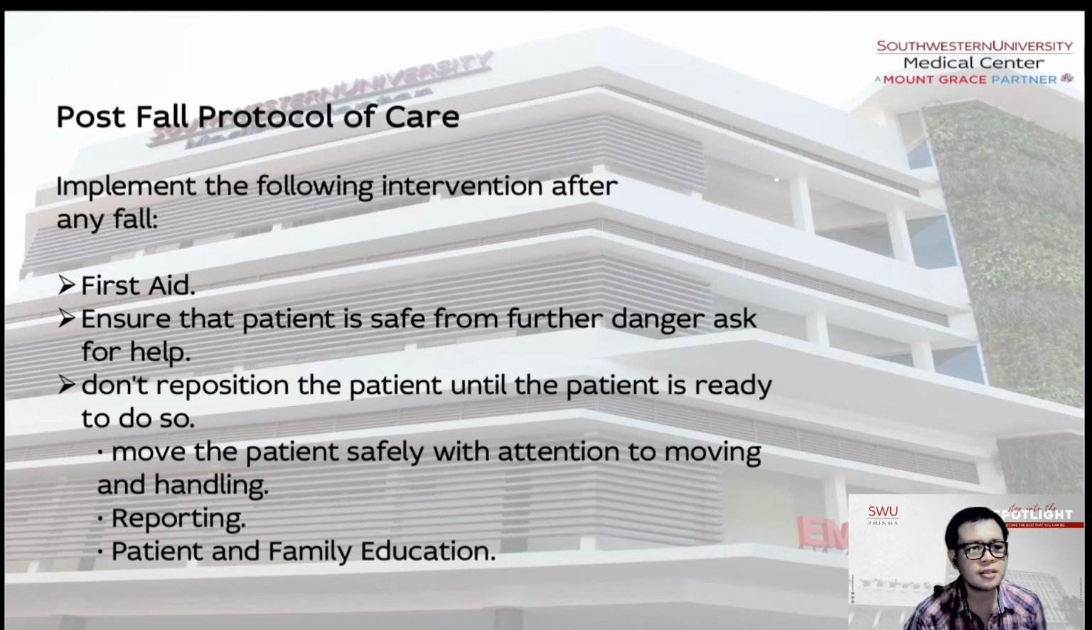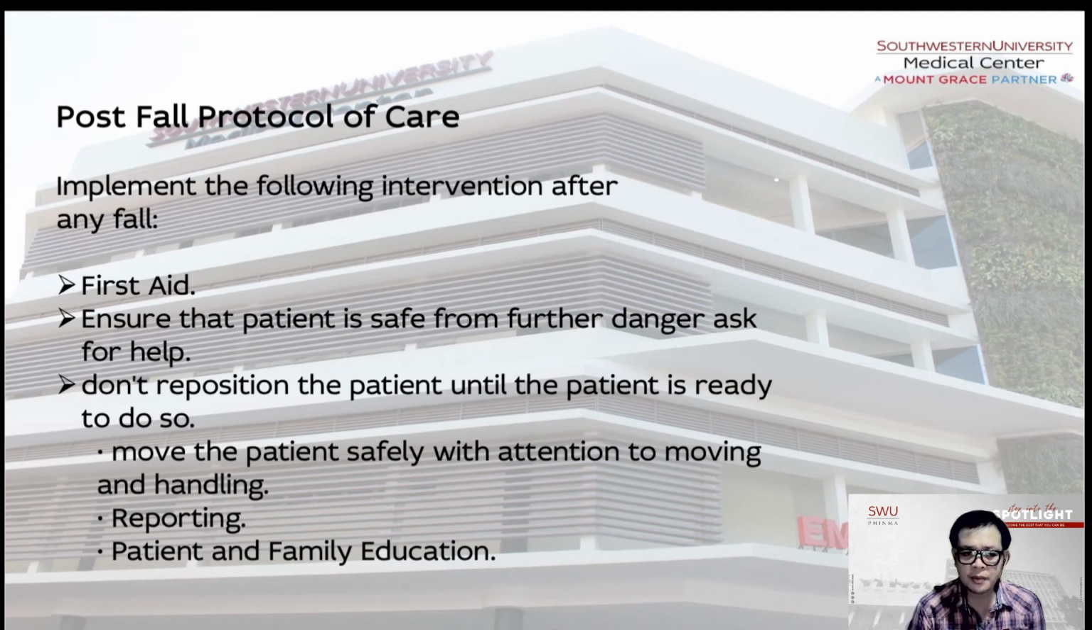First, we have to implement the following interventions after any fall. First things first, we do first aid. We are in the hospital. We have all the materials and equipment needed for us to respond with first aid. We also have to ensure that the patient is safe from further danger, and we have to ask help from the significant other or your colleague who is your partner, or even the charge nurse perhaps. We can also tap the clerks, the PGI, or even the resident on duty if they are present.